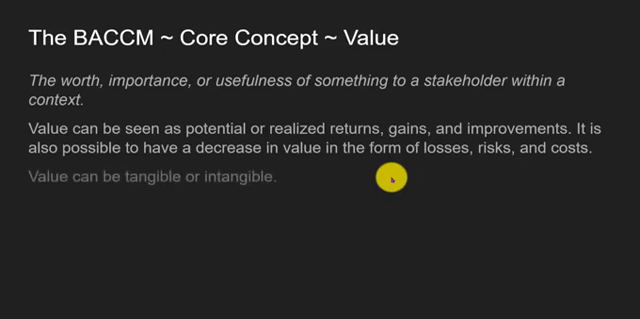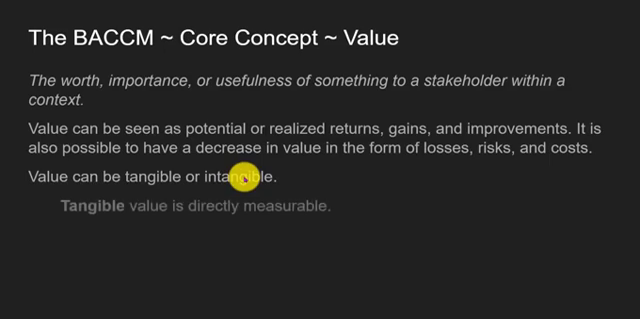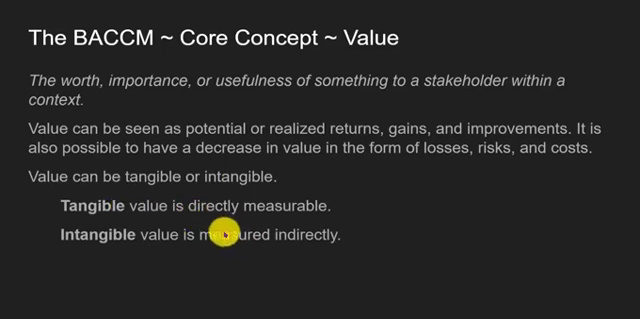Okay? Value can be tangible or intangible. So it's directly measurable if it's tangible. So accountants love that stuff. Intangible can be measured indirectly. So your economists love that stuff. It's not something that you can mark down on a piece of paper and pay your bills with. Whereas tangible, yes.